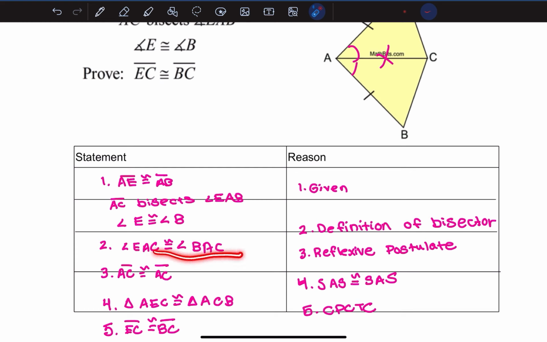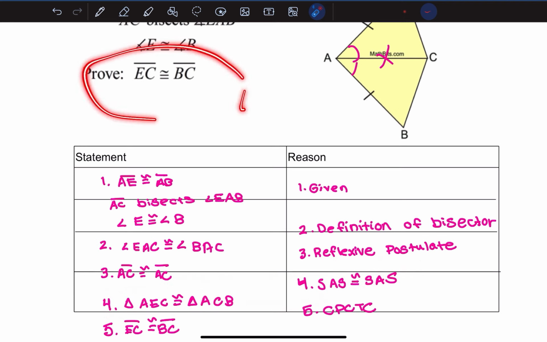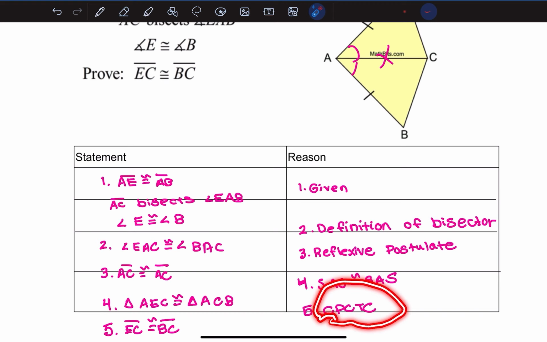So, yes, we have the congruent angles based off of the definition of a bisector. I saw that there was a shared side, so I used reflexive. So I have side, angle, side. Therefore, these triangles are congruent. But because my end goal is to say that EC is congruent to BC, you can see my order is messed up. The B and the C should be switched. But because these two letters are corresponding, I can say that EC is congruent to BC by corresponding parts of congruent triangles are congruent, aka CPCTC. Quite a mouthful.